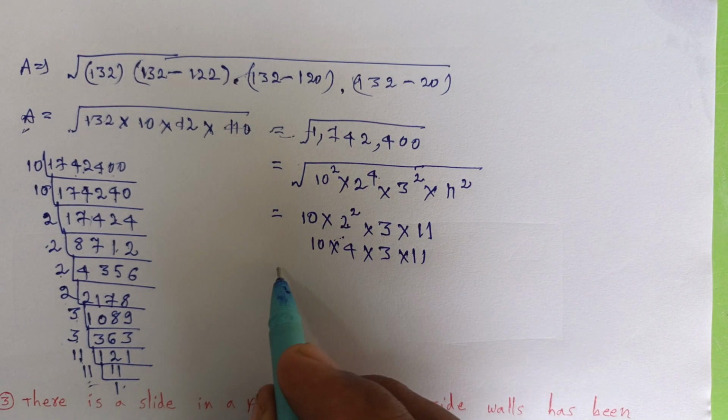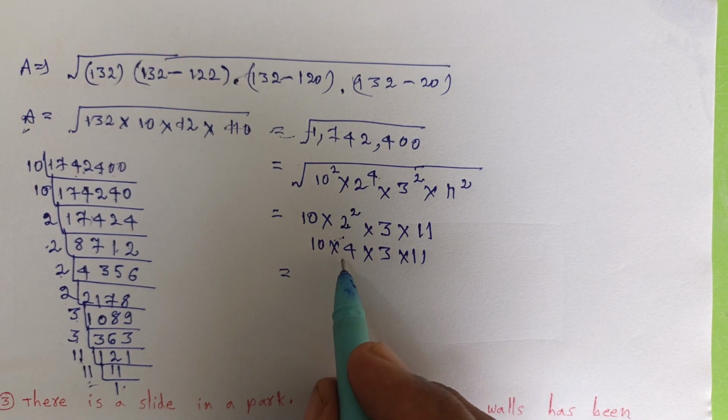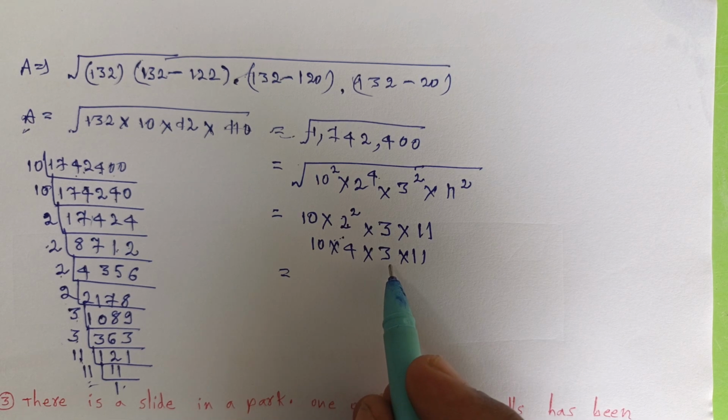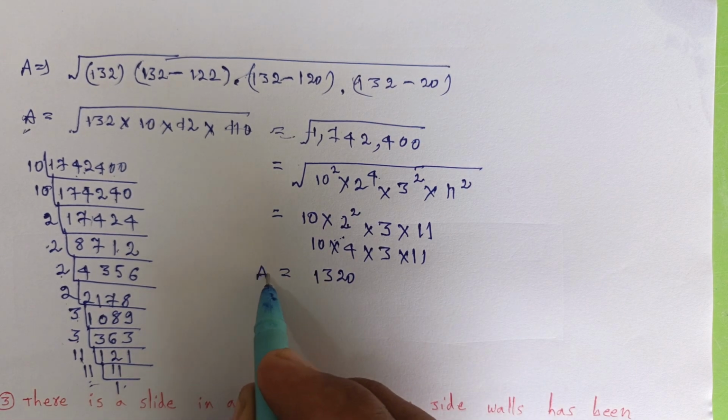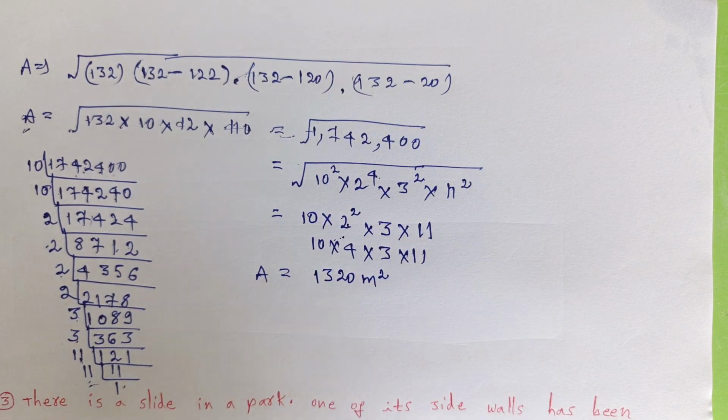So if you multiply them, what will you get? 10 4 is 40, 40 3 is 120, 120 into 11 equal to 1320. So area equal to 1320 meter square.